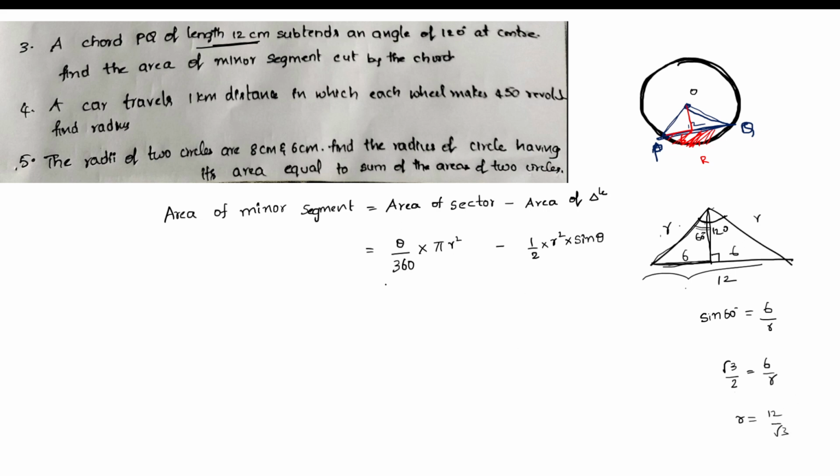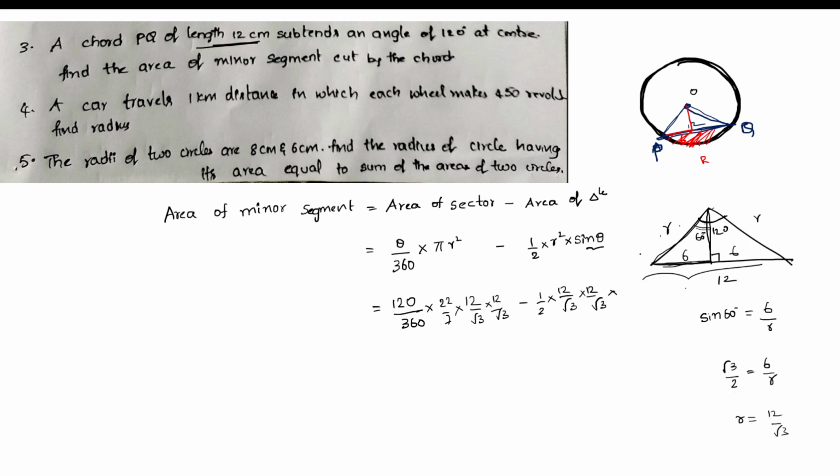I'll substitute here. So theta is 120 by 360 into pi, and I can take the pi value as 22 by 7, and r is 12 by root 3. So 12 by root 3 into 12 by root 3, minus half into 12 by root 3 into 12 by root 3 into sine of the whole angle.